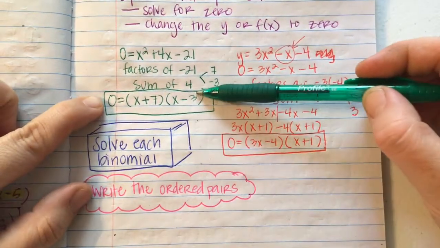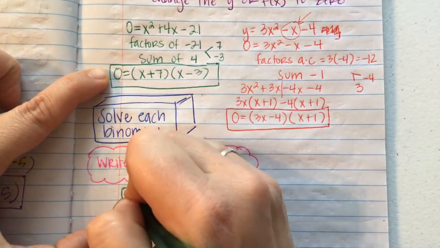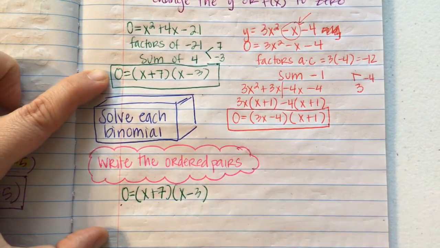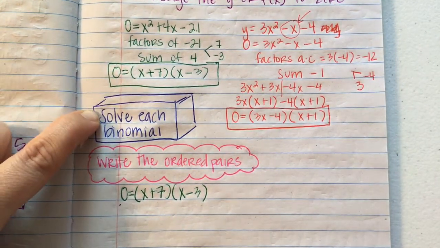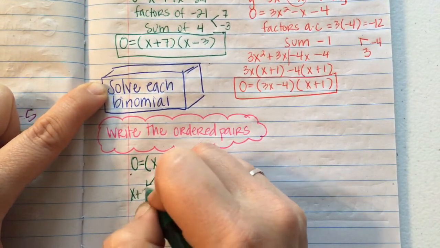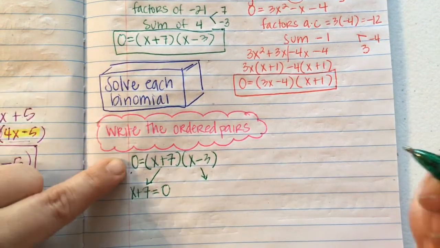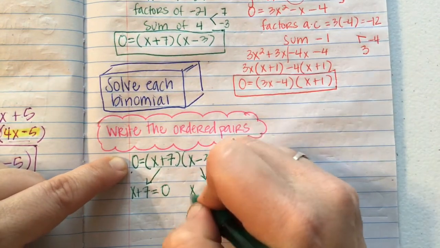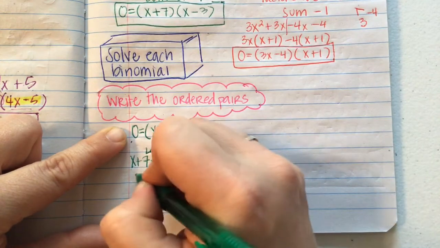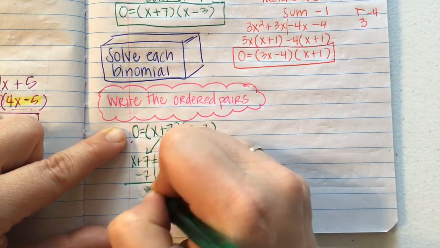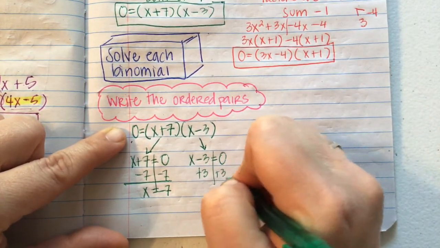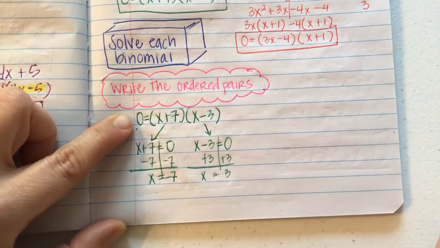So up here, I had 0 equals x plus 7 and x minus 3. And I'm going to solve each binomial. So I'm going to do x plus 7 equals 0. That's what the problem equals. And I'm going to do x minus 3 equals 0. Minus 7, x equals negative 7. And over here is plus 3, x equals 3.